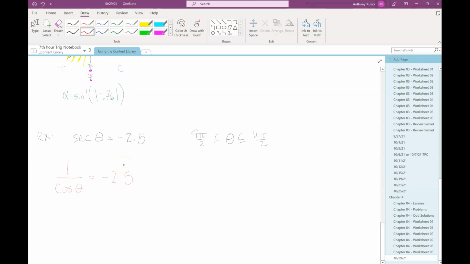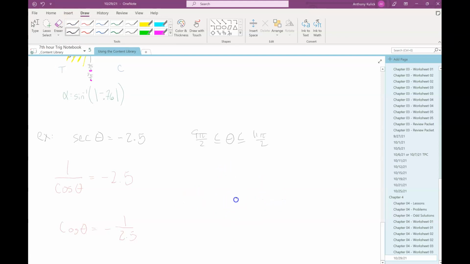Everybody's okay there? Now I got to get the cosine theta out of the denominator here if I'm going to try to solve this thing. So to do that, I'm just going to do the reciprocal of both sides. So I'm just flipping both sides. So this is really the equation that I'm going to worry about solving. Everybody good with that? Okay. Now back to normal.